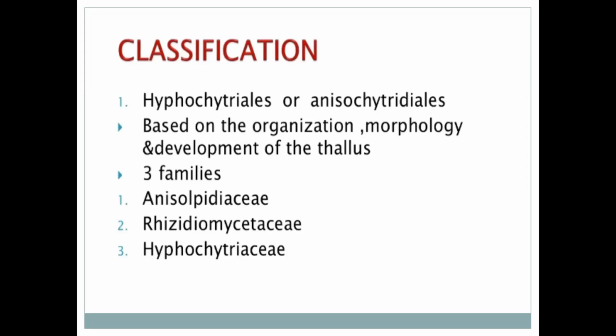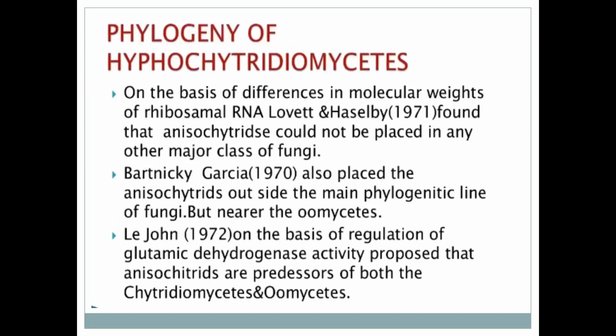Based on the organization, morphology and development of the thallus, these are classified into three families. One is Anisolpidiaceae, the second is Rhizidiomycetaceae, and the third is Hyphochytriaceae. Now we will discuss the phylogeny of Hyphochytridiomycetes.